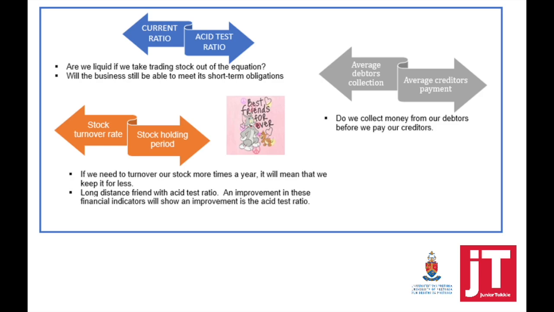And then my next BFF is my stock turnover rate and stock holding period. So this means that the quicker I turn over my stock, the less period of time I'm going to keep my stock. So those 2 are BFFs, and they are long distance friends with the asset test ratio. And why do I say that? Because if there's an improvement in your stock turnover rate, in your stock holding period, it means that I'm selling my stock much faster. That means that my asset test ratio will show an improvement.